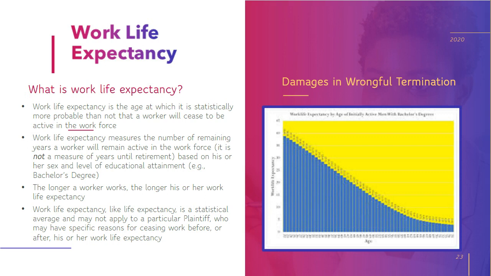So, for instance, if you have a plaintiff and maybe they have kids in college and they're already in their early 60s, but they're still expected to work beyond their work-life expectancy, if they have individual considerations that would suggest they're not the average worker, then certainly you can make those arguments. Okay.